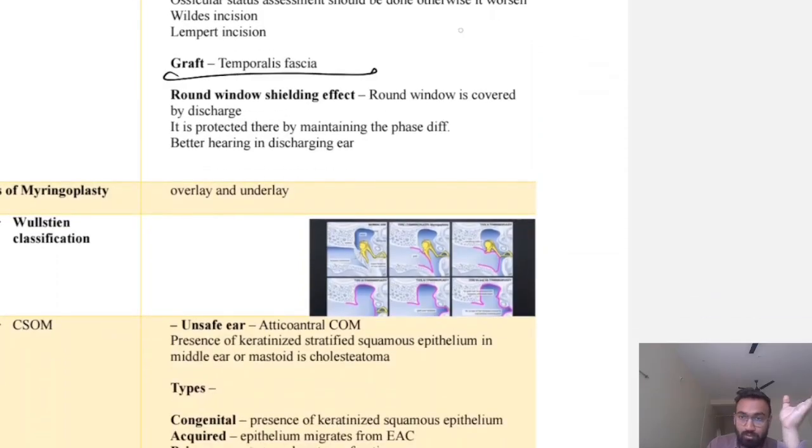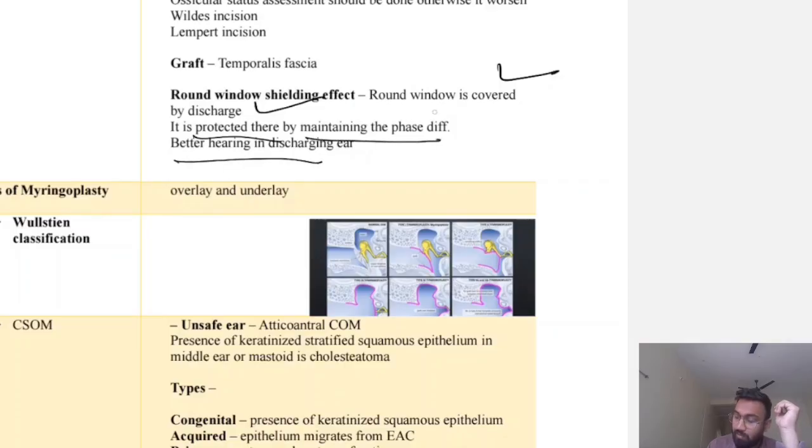to cover the pars tensa, we have to put the graft, that is temporalis fascia. Okay, round window shielding effect. So the round window is covered by the discharge, so that is round window shielding effect. So it is protected there by maintaining the phase difference, giving better hearing in the discharging ear. That is round window shielding effect.